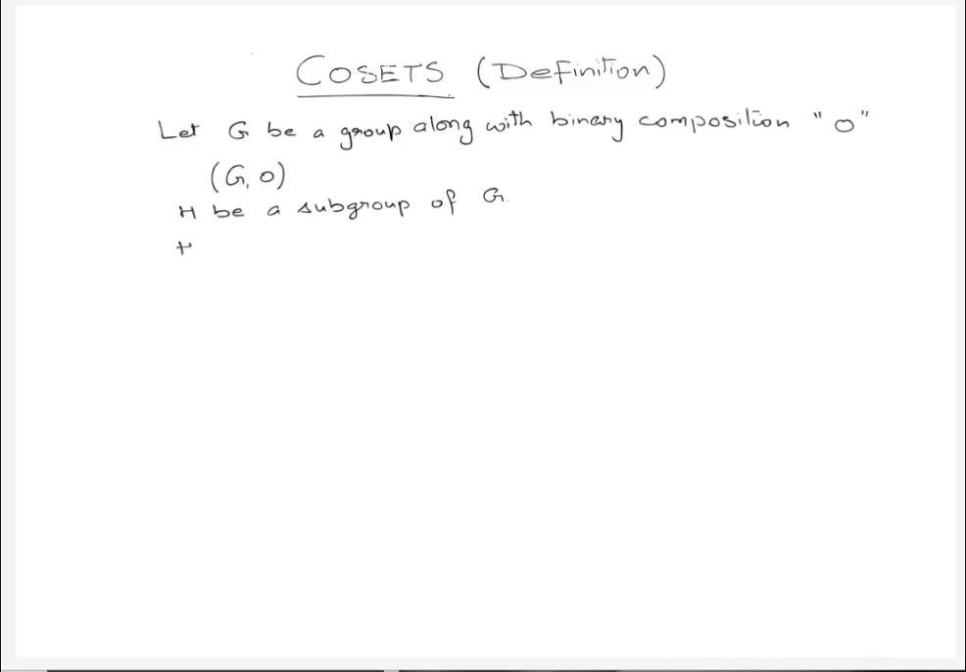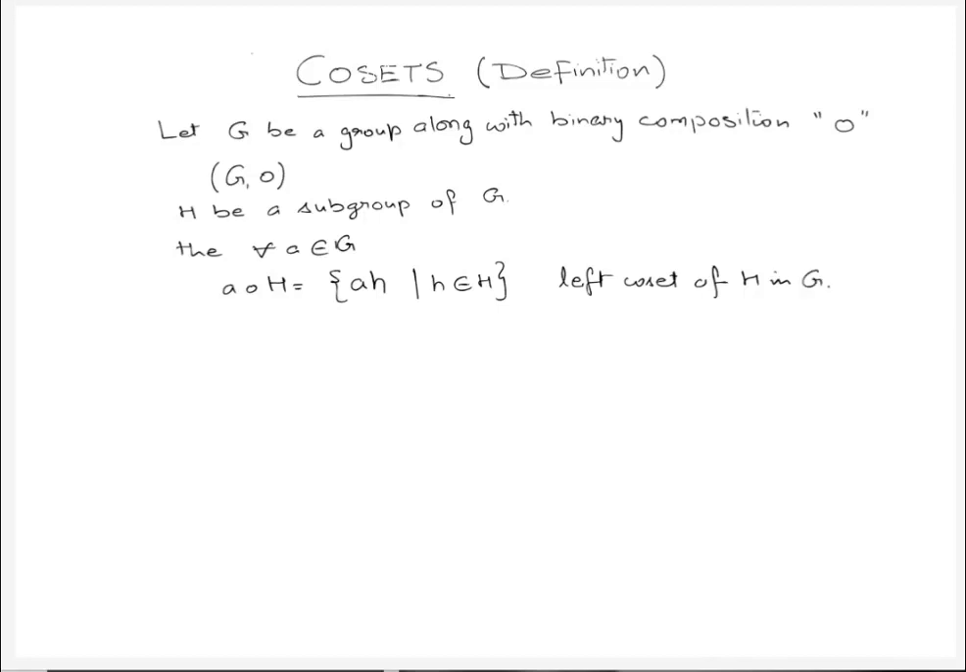Then for every a belonging to G, aOH is defined as a multiplied by, or whatever the binary composition is, either plus or multiplication, we will write it as ah, so that h belongs to capital H. Then aOH is called the left coset of H in G.